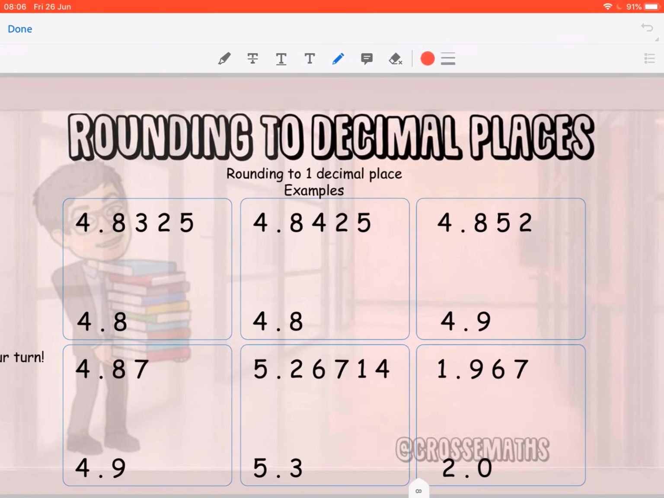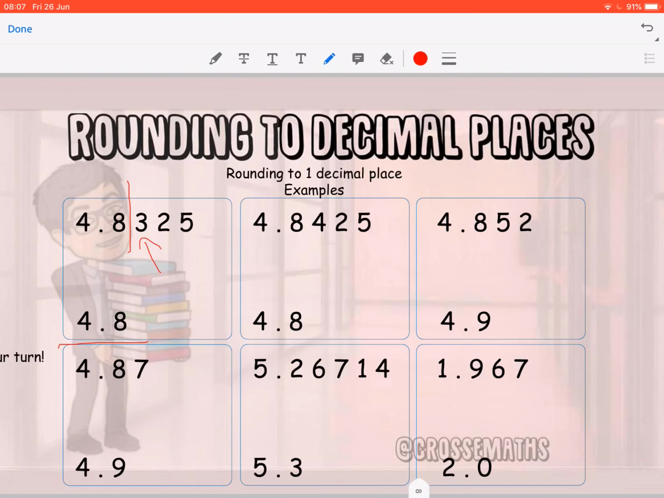I draw my magic line in, and you can say this in your head if you want to. It's one decimal place, so I'm going to count across 1 from the decimal point and draw it in by here. Now you look to the right of your magic line at that number. Is that 5 or more? If it's not, you just chop it off and your answer is 4.8. Okay? If it is 5 or more, that 8 would round up to a 9.